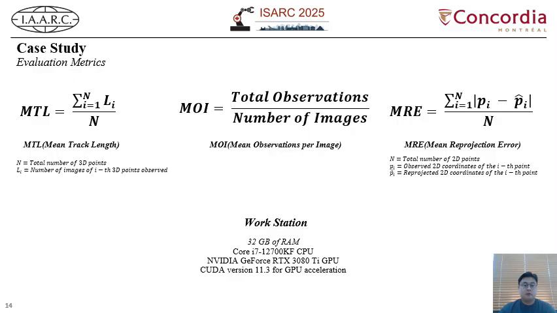To quantitatively evaluate the performance of each SFM method, we use three metrics. First, mean track length represents the average number of images in which each 3D point is observed. A higher value indicates stronger feature connectivity across views. Second, mean observations per image measures how many 2D observations are generated per image. This gives insight into feature richness and tracking consistency. Finally, mean reprojection error quantifies the geometric accuracy of the reconstruction by comparing the observed 2D feature points and their reprojected locations. A lower MRE means higher geometric accuracy.